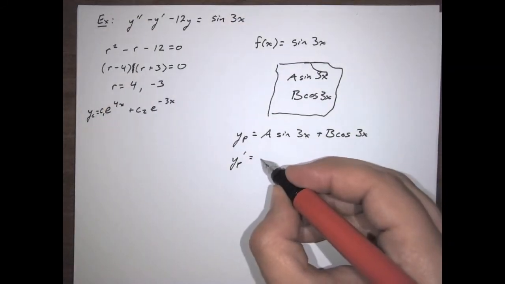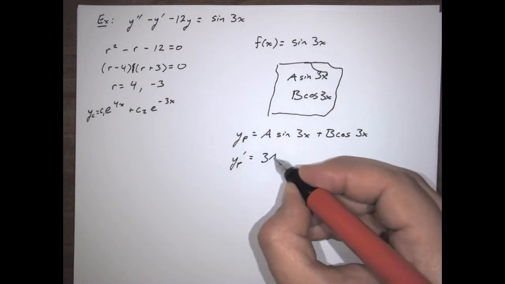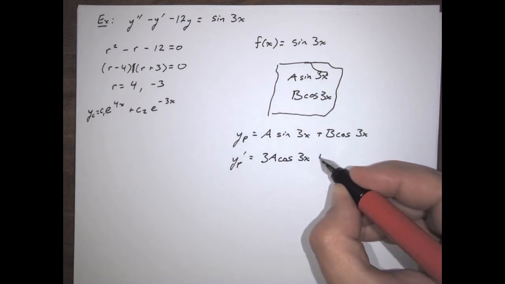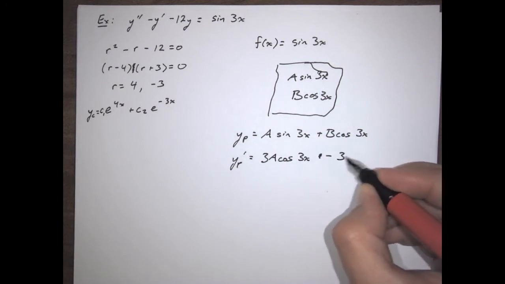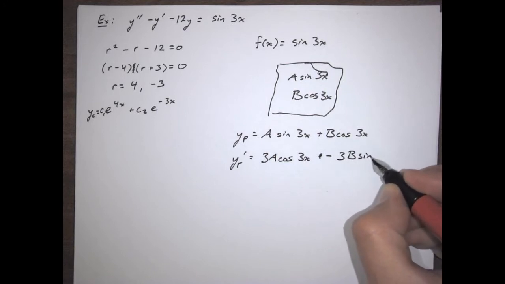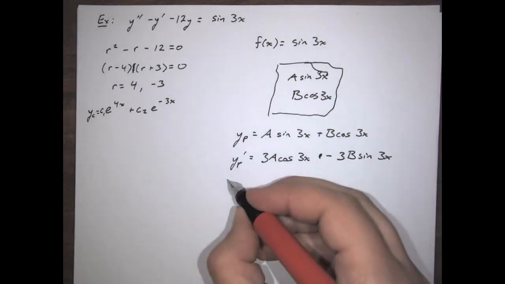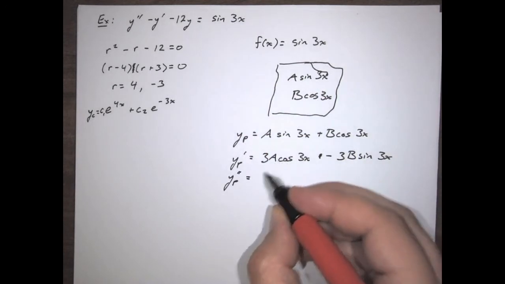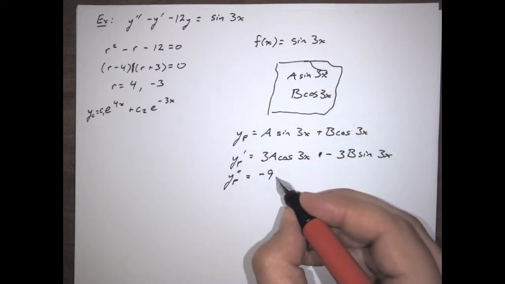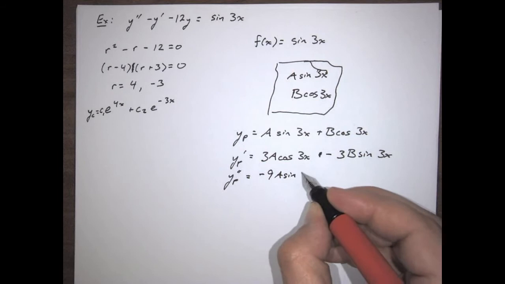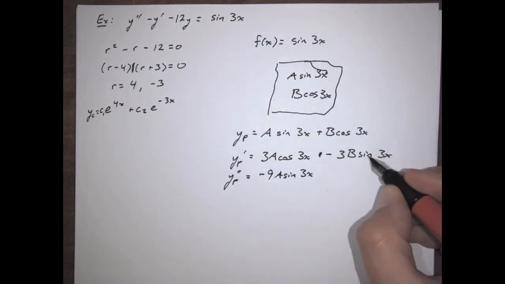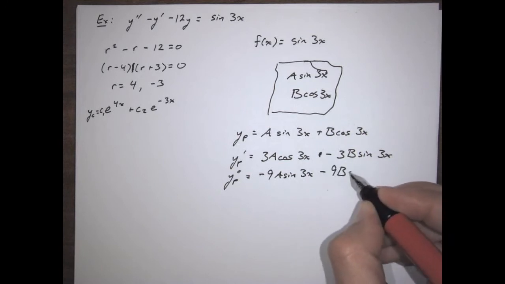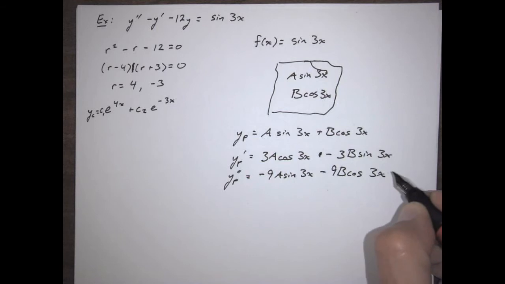So we take the derivative of this and we're going to have 3a cosine 3x. We're going to have here minus 3b sine 3x. Then when we take the second derivative, the derivative of cosine is negative sine, so it's going to be negative 9a sine 3x. Here the derivative of sine is positive cosine, so that means we're going to have negative 9b cosine 3x.